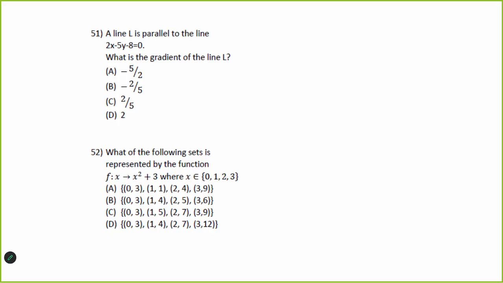Right? 51. Again, parallel lines have the same gradient. So we have 2x minus 5y minus 8 is equal to 0. So we will have 2x minus 8 is equal to 5y. Carry this across, you'll get 2 over 5. C is the answer. This one here, we did this one already.